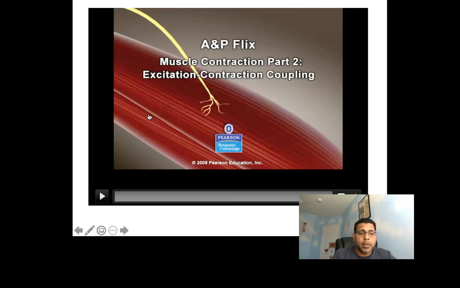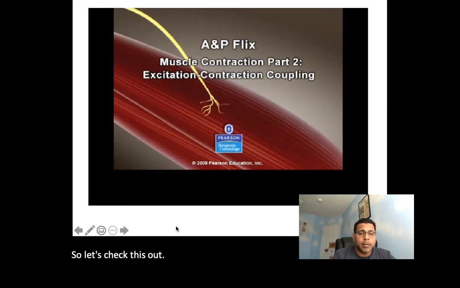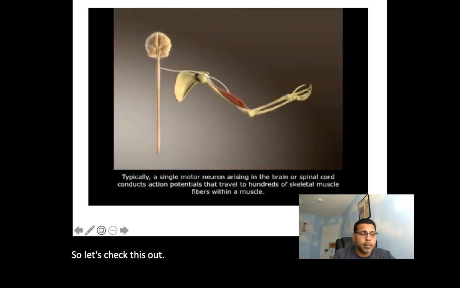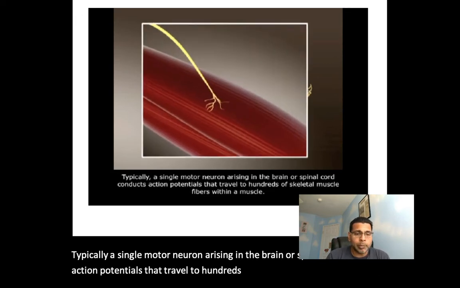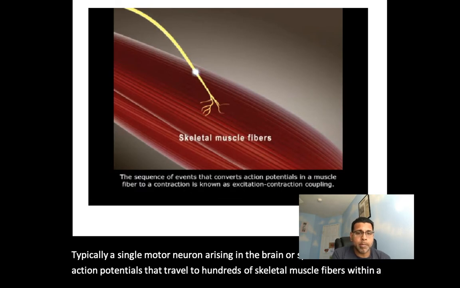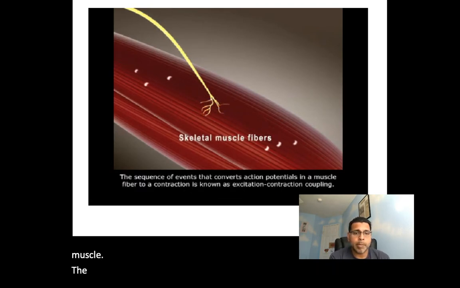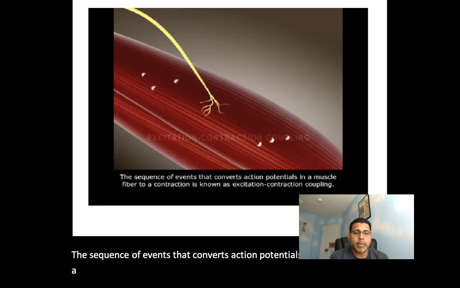So let's check this out. Typically, a single motor neuron arising in the brain or spinal cord conducts action potentials that travel to hundreds of skeletal muscle fibers within a muscle. The sequence of events that converts action potentials in a muscle fiber to a contraction is known as excitation-contraction coupling.